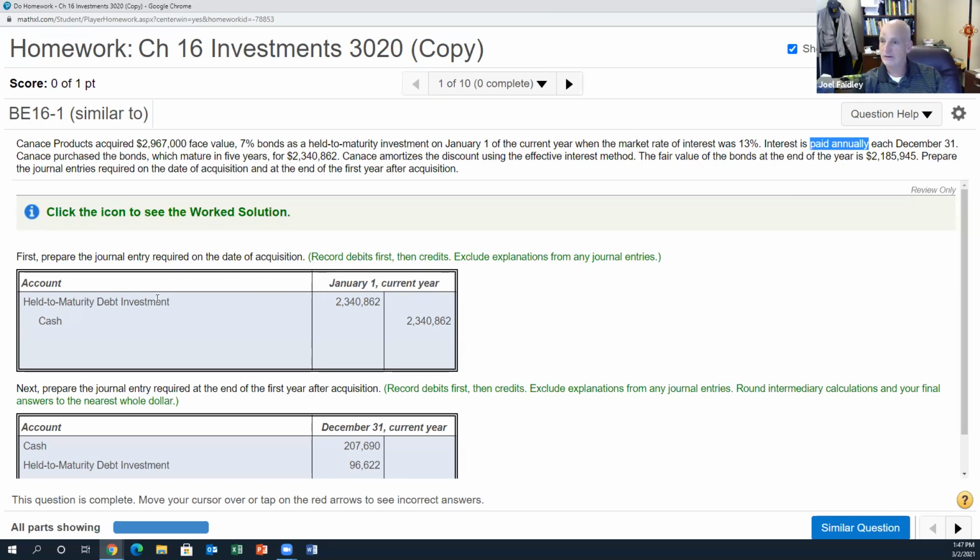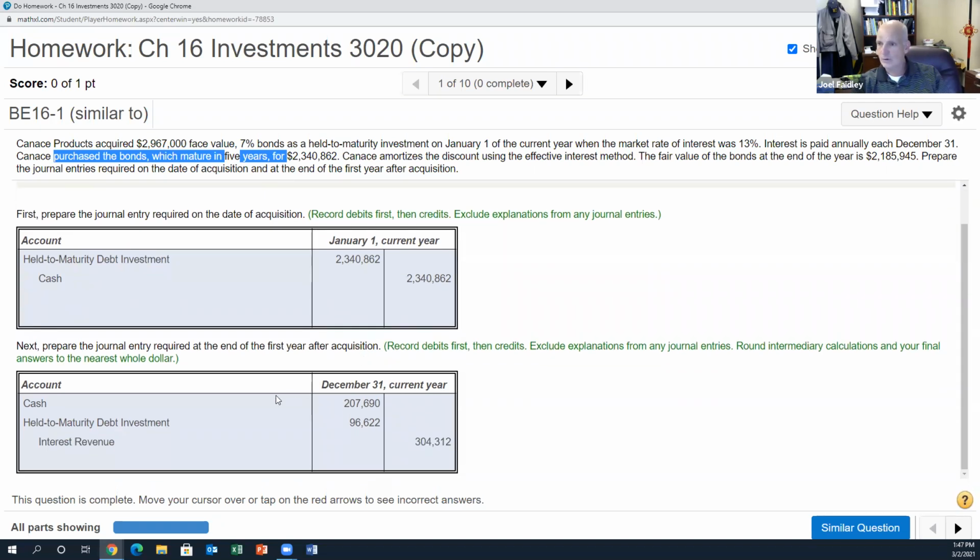First of all, we need to put this investment that we have on our books. And our investment says that Ganesh purchased the bonds, which means that's the cash that was invested, 2,340,862. So there's my investment, there's the cash. And so the difference between that and the 2,967 is a discount that's going to be amortized. So over time, 2,340,860 is going to be amortized up to the face amount that I expect to receive back in cash.